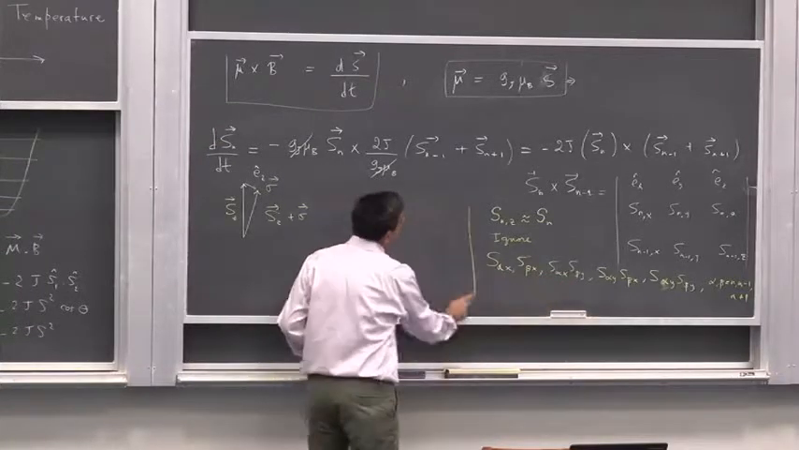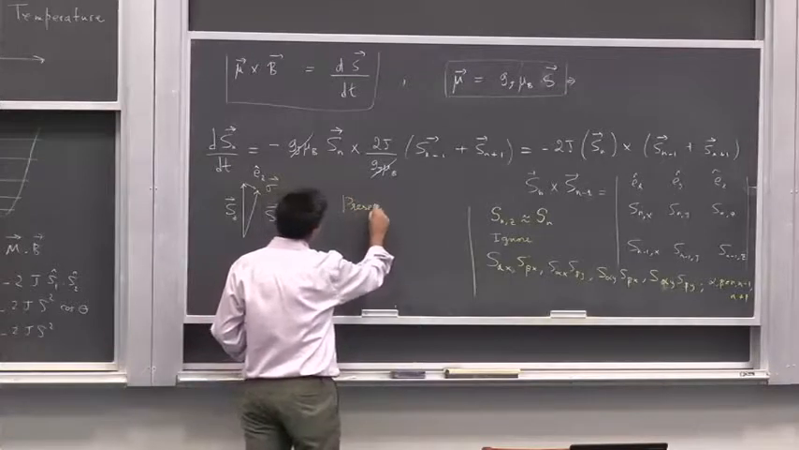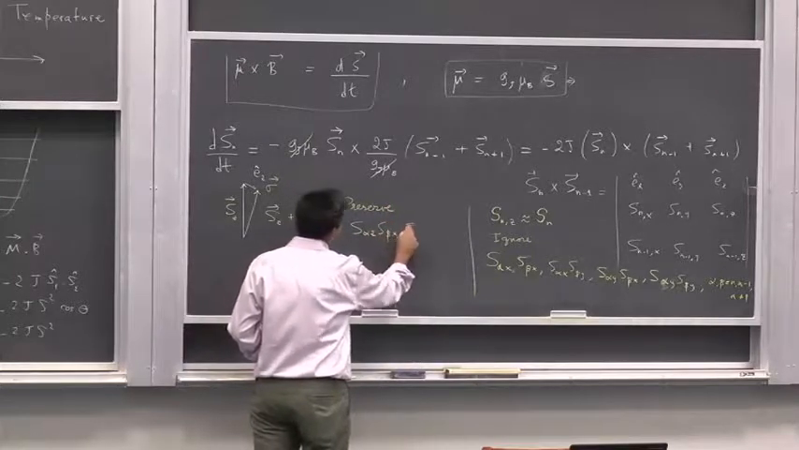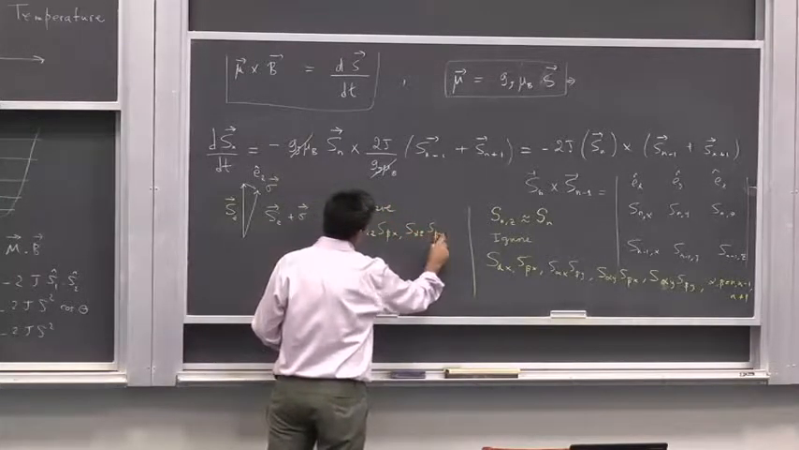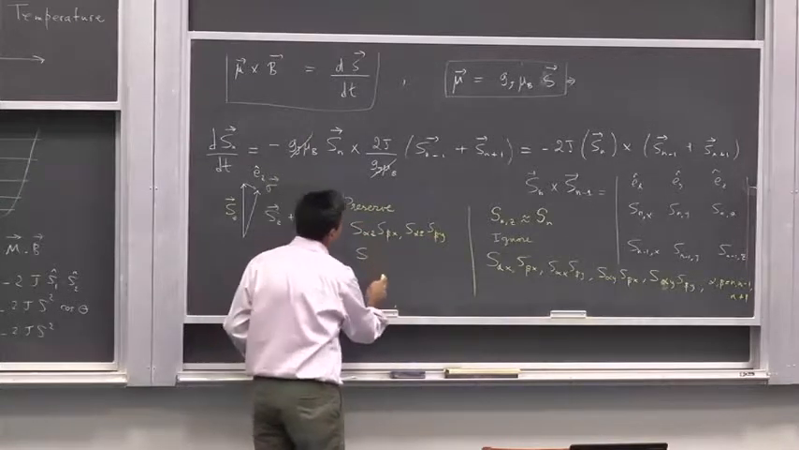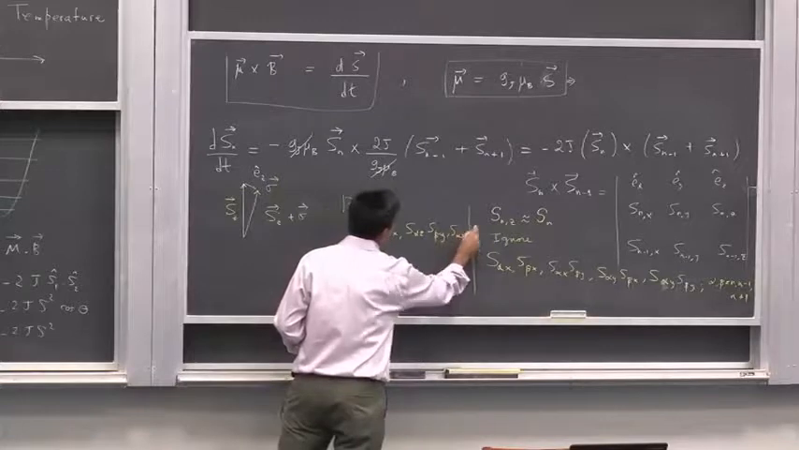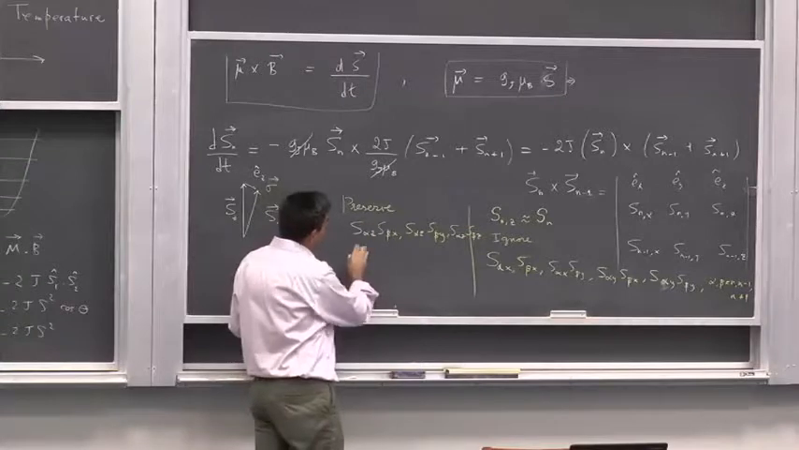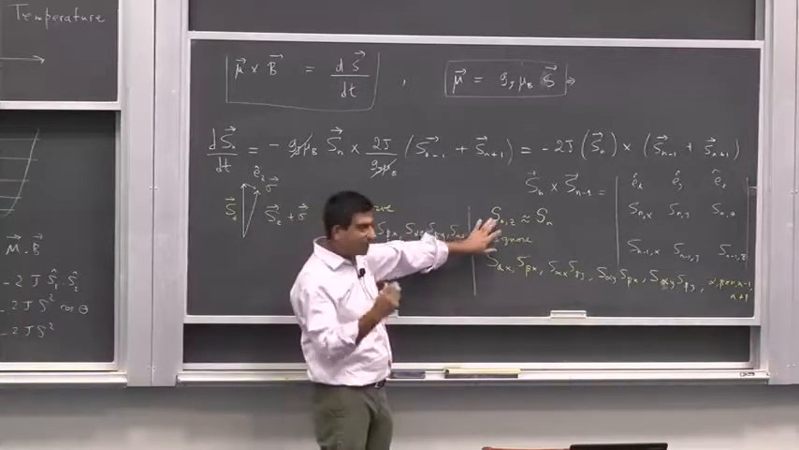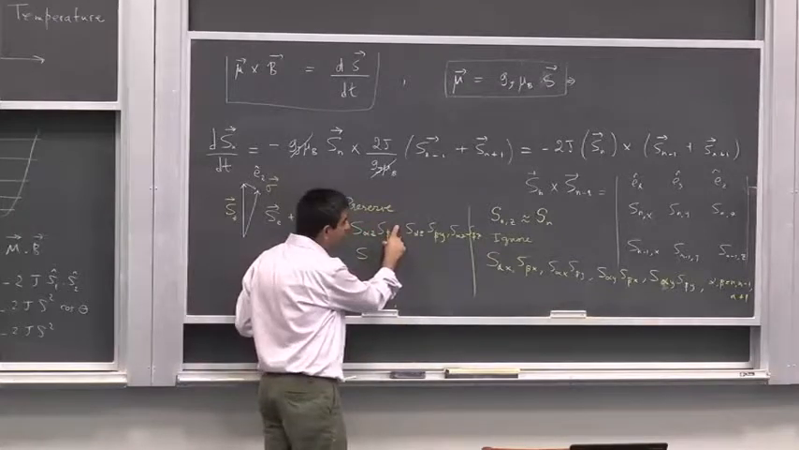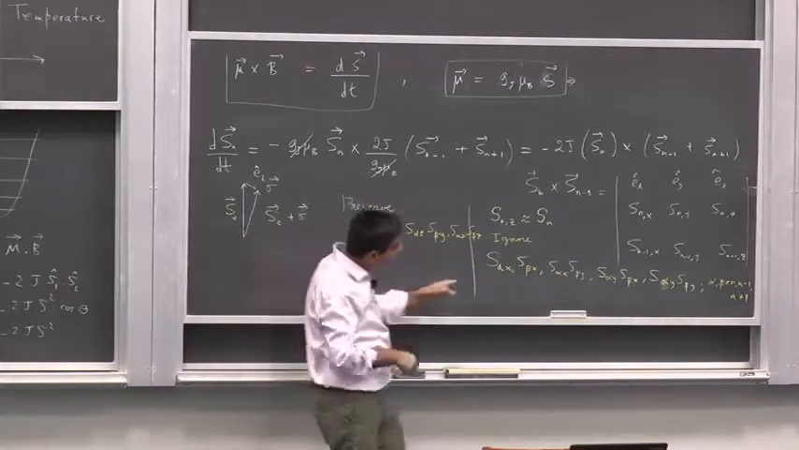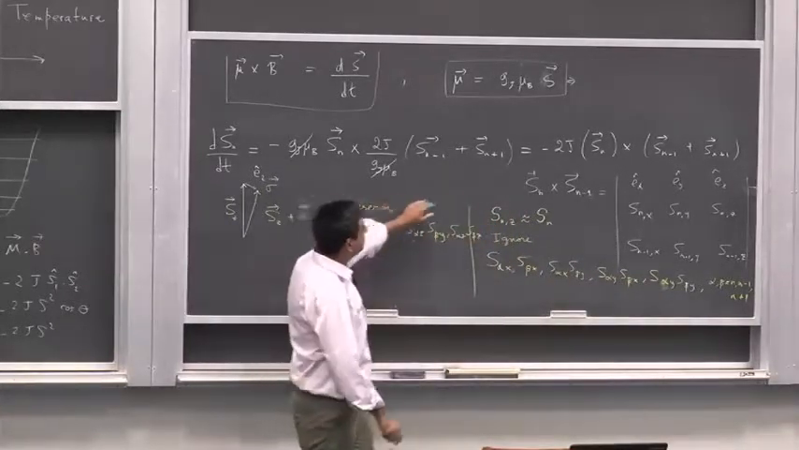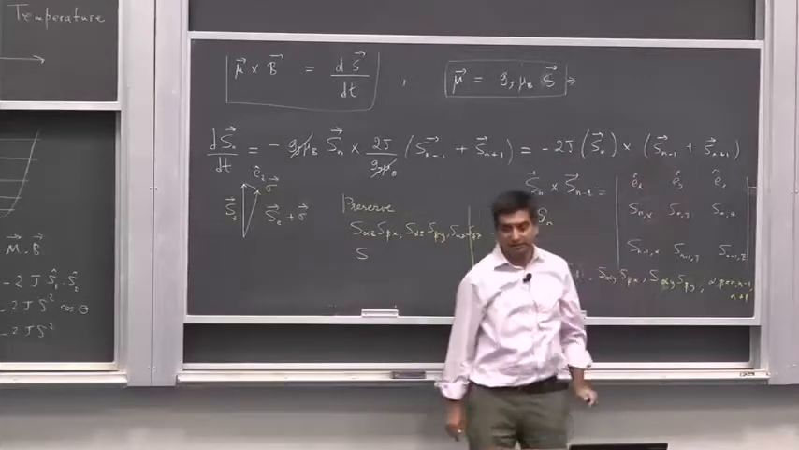However, I will preserve terms of this kind. I will preserve terms such as S alpha z, S beta x, S alpha z, S beta y, S alpha z, S beta z, etc. I will preserve these terms because S alpha z is almost the same as S. This is large and these are small. No doubt these are small, but these are first order terms, whereas these are second order terms. So I would like to ignore these second order terms. They're really small.